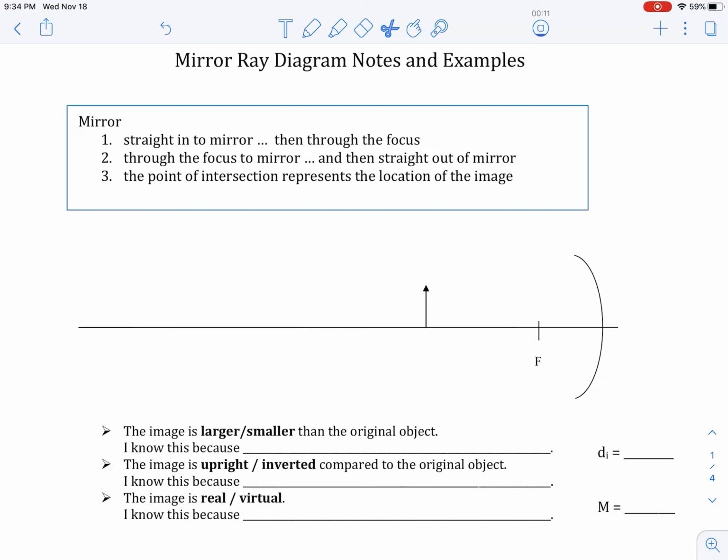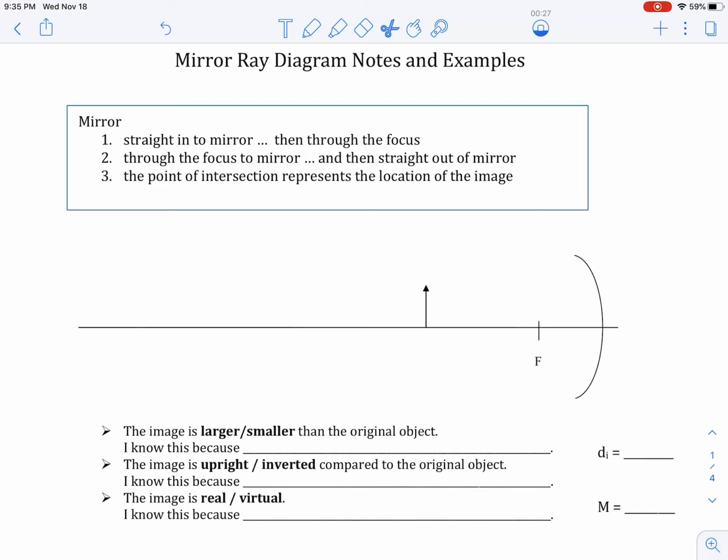All right, let's learn how to create some ray diagrams. We're going to be putting some lines on this drawing here that are going to represent two beams of light that originate from one location on our object.